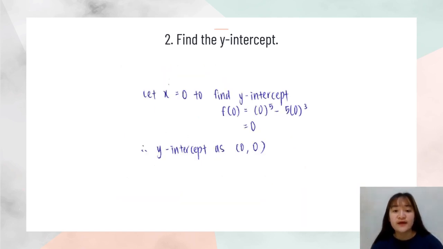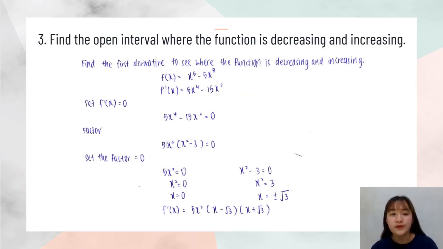Second, I will find the y-intercept. So I let the value of x equal 0 in the function and I get the y-intercept as (0, 0). For the third, I will find the open intervals where the function is decreasing and increasing by carrying out the first derivative.